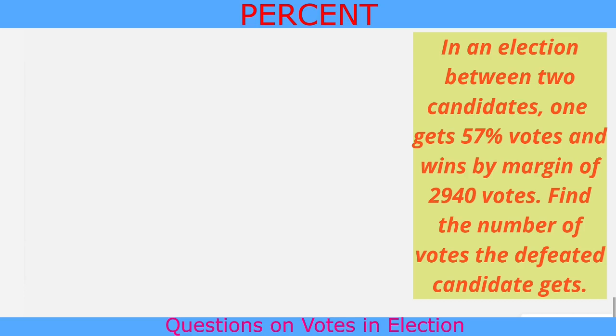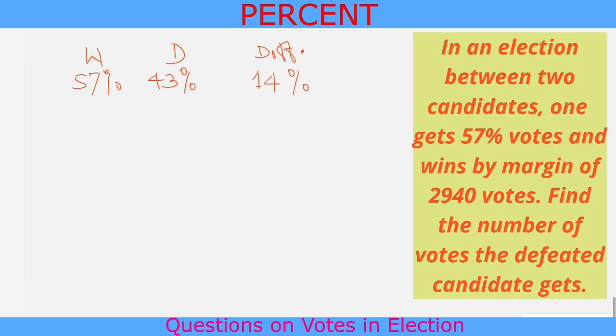This we can solve even without calculating the total number of votes. The winning candidate gets 57% votes. 100% is the total number of votes. 100 minus 57 is 43%, which are the votes gained by the defeated candidate, and the difference between the winning candidate and the defeated candidate is 57 minus 43, which is 14%, and the difference of votes is 2940 votes.